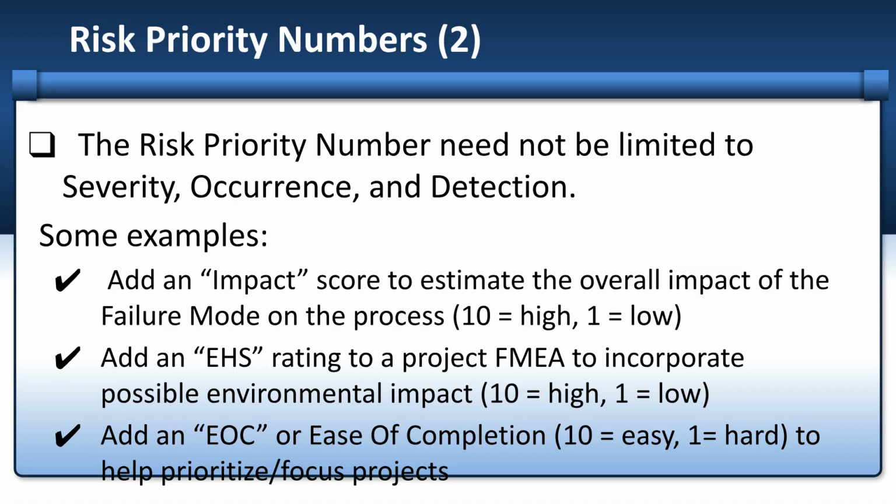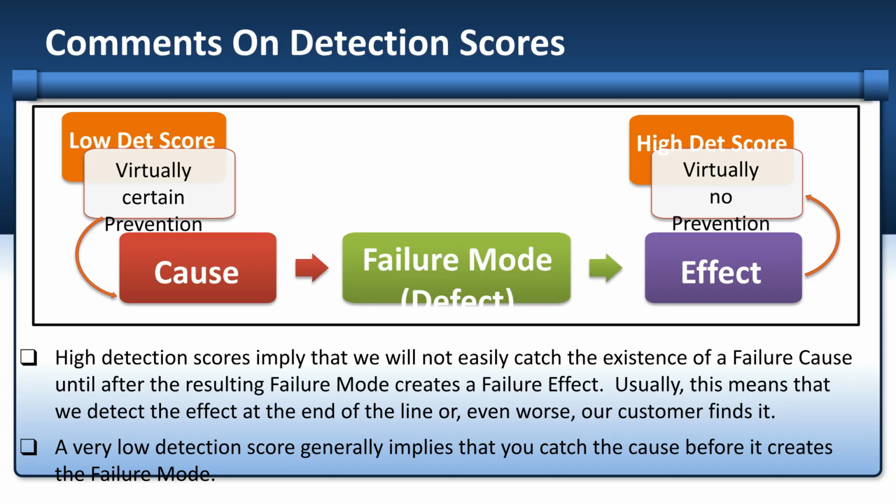The RPN does not have to be limited to severity, occurrence, and detection. You can add other scores, such as an impact score for overall failure mode impact, an EHS rating for environmental impact, or an ease of completion score to help prioritize projects. A high detection score implies that catching the failure cause is difficult until the effect occurs. A low detection score suggests that you can catch the cause before it creates the failure mode, indicating a greater certainty of prevention.